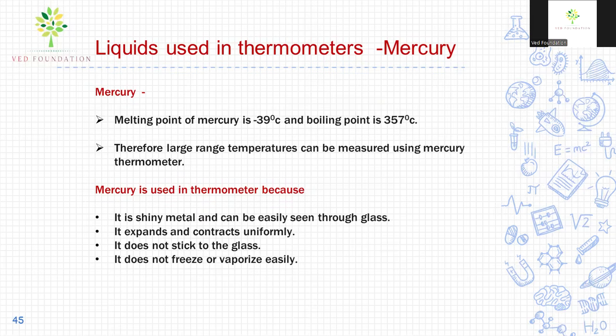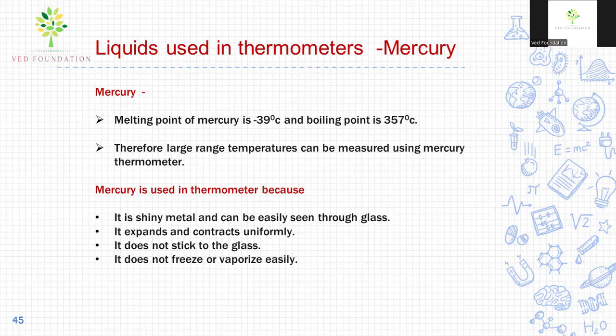Next liquid used in thermometer is mercury. Mercury is used in thermometer because there is a large difference between melting point and boiling point of mercury. Melting point of mercury is minus 39 degrees Celsius and boiling point is 357 degrees Celsius. Means mercury does not freeze easily or does not boil easily. There is a large difference. So using mercury in thermometer, we can measure large range of temperature from minus 39 to 357 degrees Celsius.